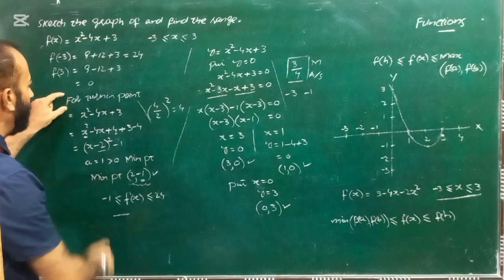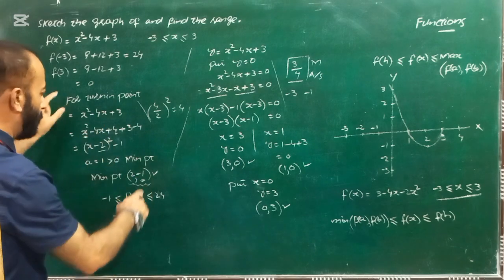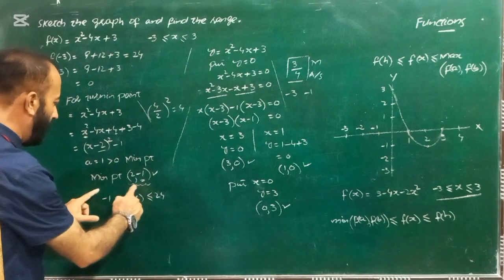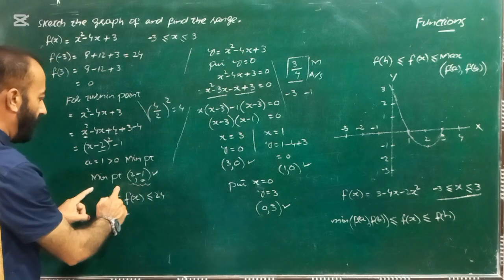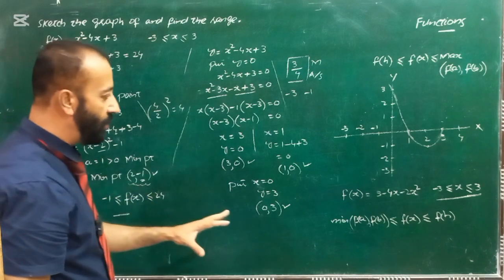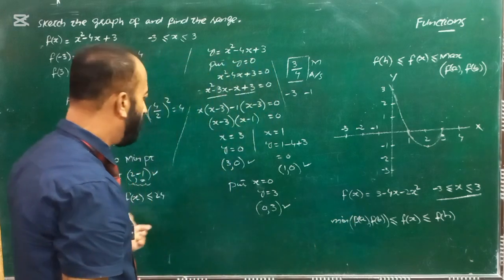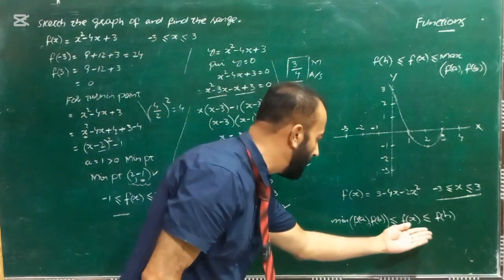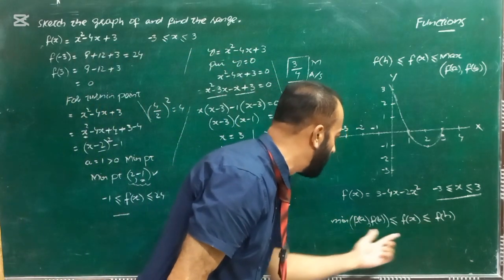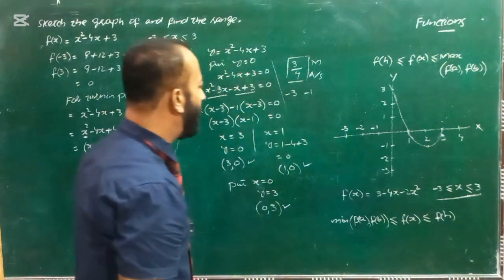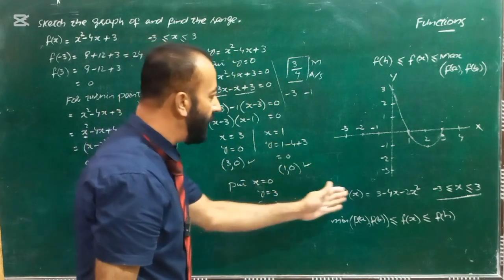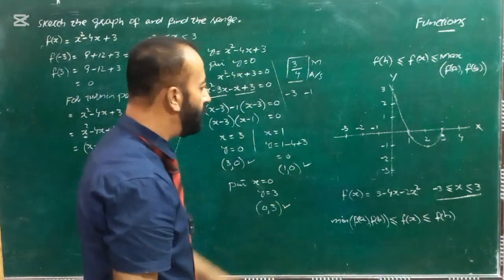Then you will find the turning point by completing the square. You will check whether the point is minimum or maximum. I'm telling you at this stage even the point will be maximum. So for the maximum point the range is this. So you will put the values over here like this. Okay, the next step will be sketching the graph.